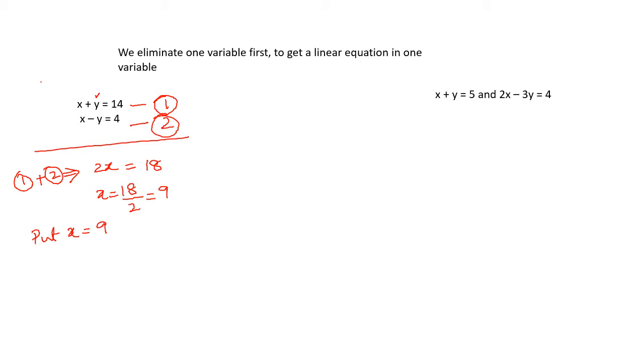That is, we put it in x minus y equal to 4. We are putting 9 in the second equation; the first equation or second, anywhere you can put it. So I put 9 minus y equal to 4. So you get y equal to 5.